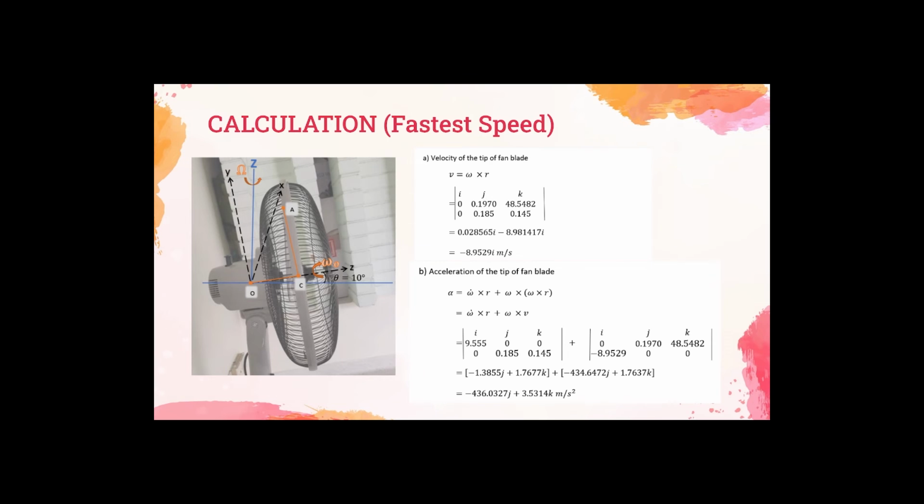And next we have the acceleration, which is omega dot times r plus omega times v, which is omega times r. So both are cross products too, and we use the same formula to get negative 436.0327 j plus 3.5314 k meter per second squared.